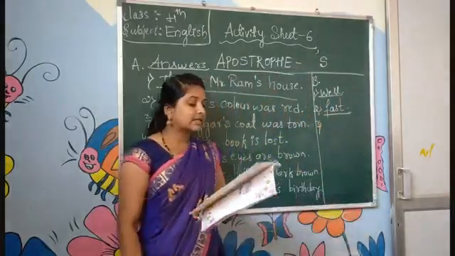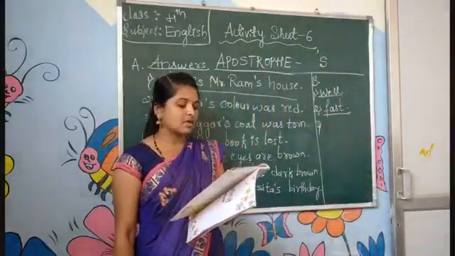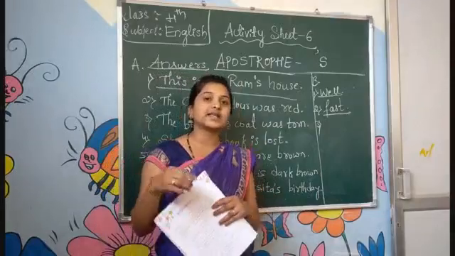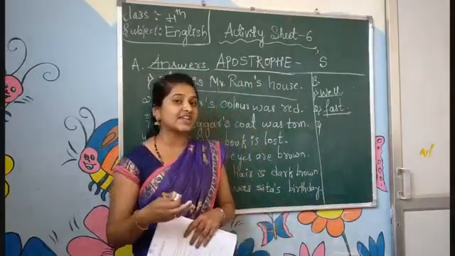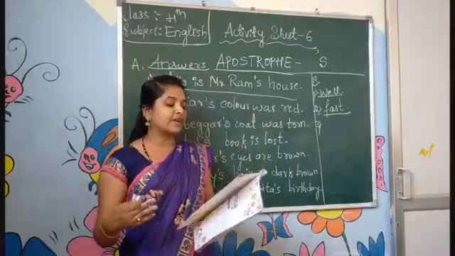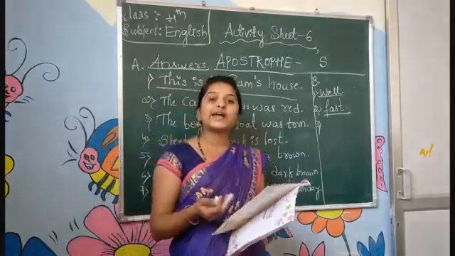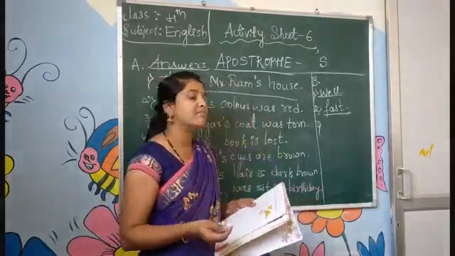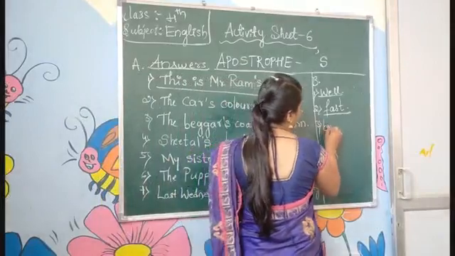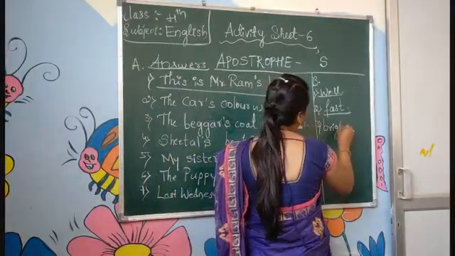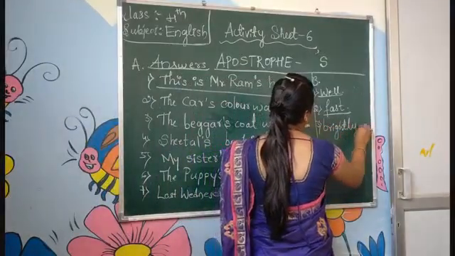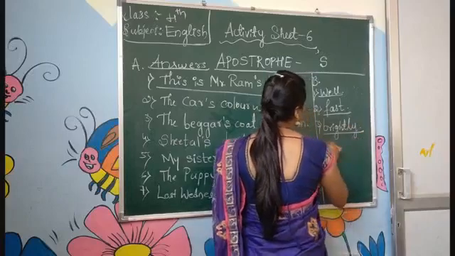Third one, the sun shone. Shine in the past tense becomes shone. How does the sun shine? Gracefully, sweetly, happily, or brightly? The sun shone brightly. So write down brightly. Fourth one.